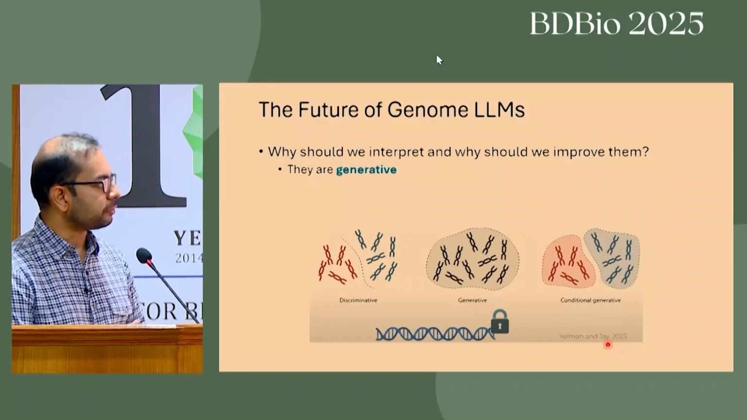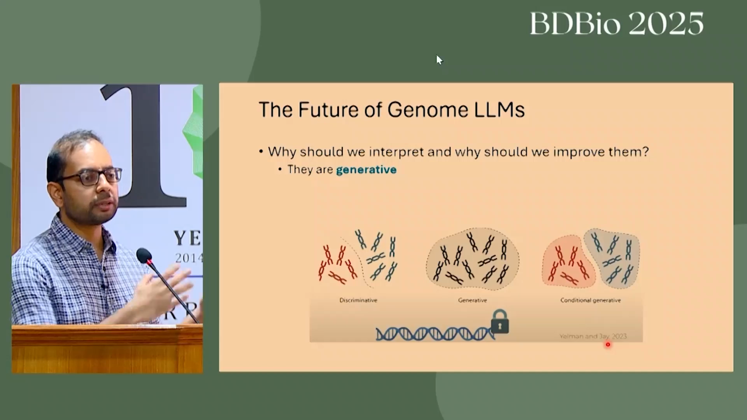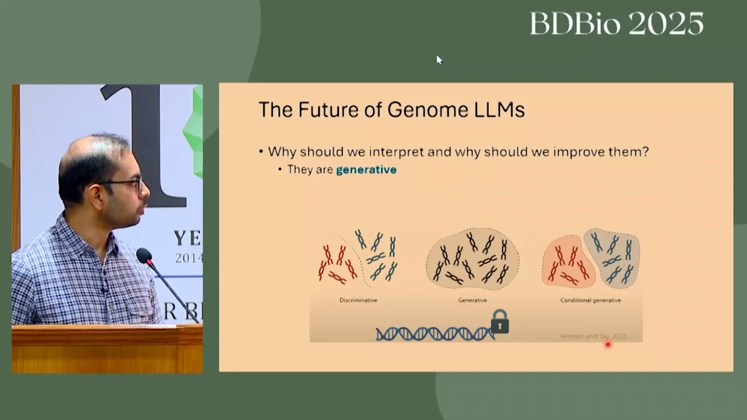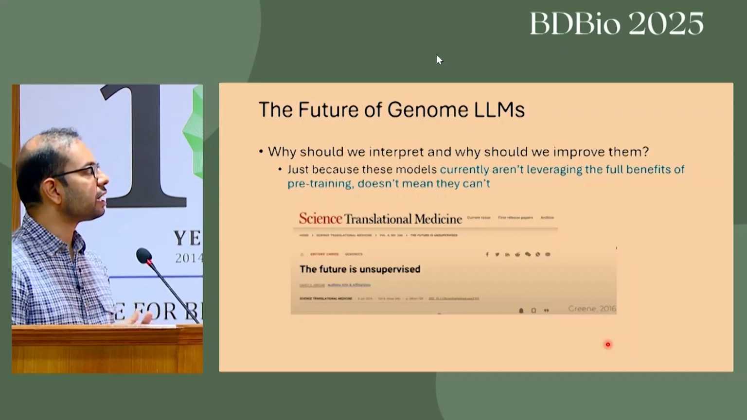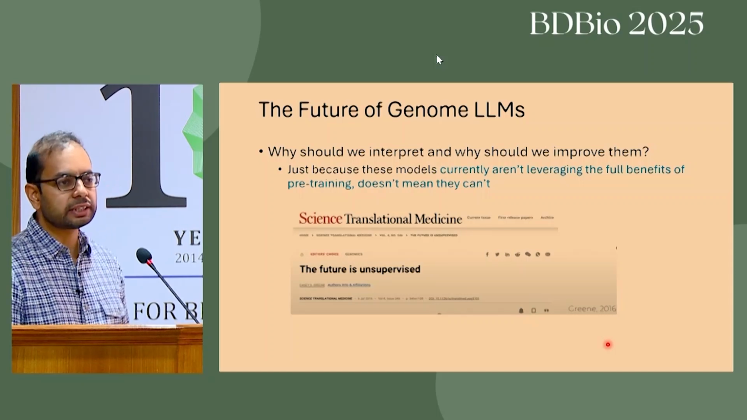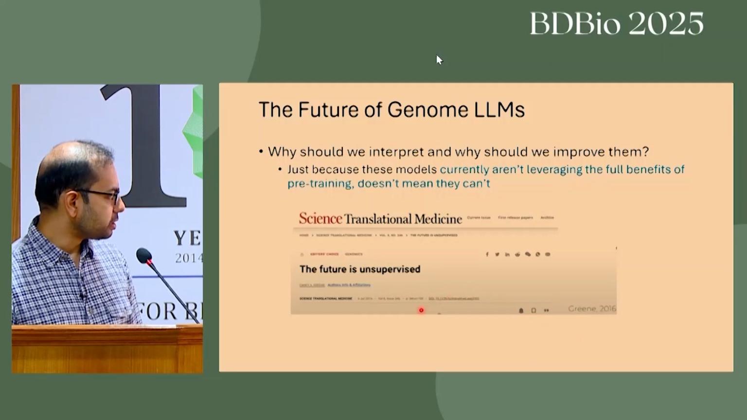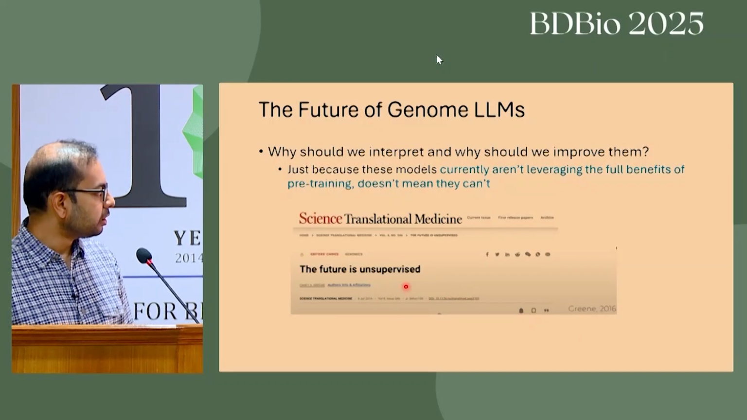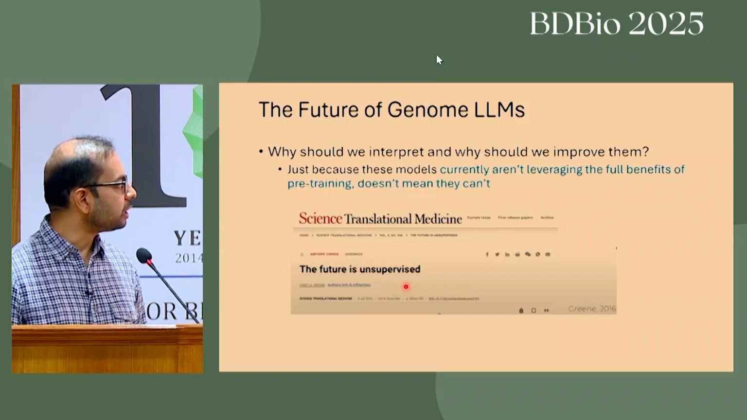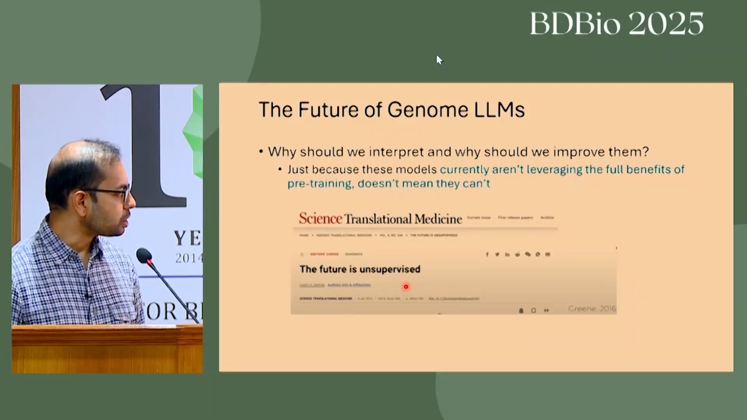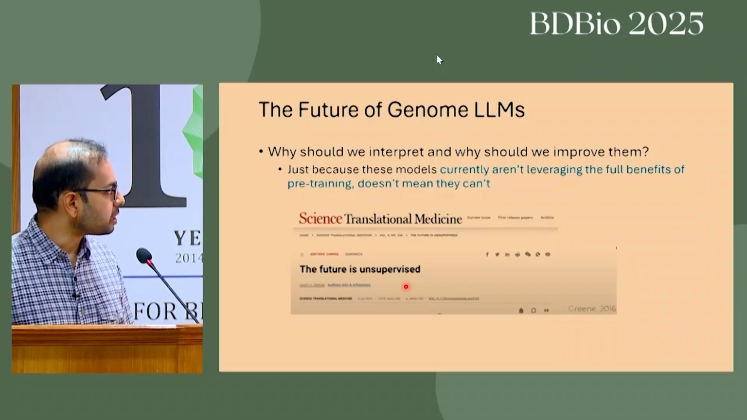Another thing is that they are generative. What does that mean? You can generate sequences once you have learned these models. This is not possible for previous traditional methods. So that's another reason to invest in these. Also, just because the models currently aren't leveraging the full benefits of pre-training doesn't mean that they can't. That just means that maybe there's more work to do. In fact, there was this paper, a little old, published in 2016, which talks about how the future is unsupervised. There's no way we can have labeled data for all of these things, so we have to figure out how to do this in an unsupervised manner. And LLMs are prime examples of how that can be done.